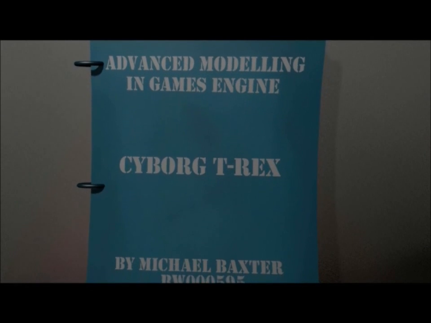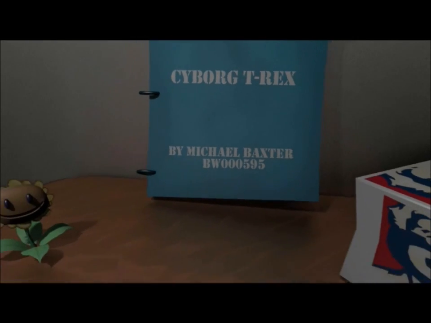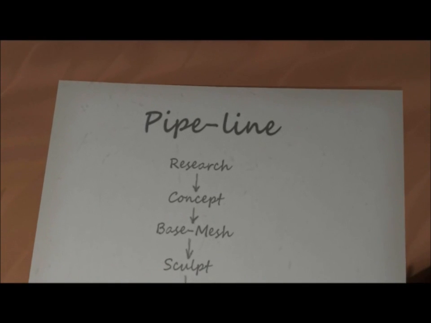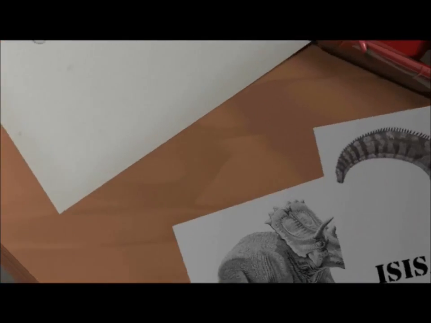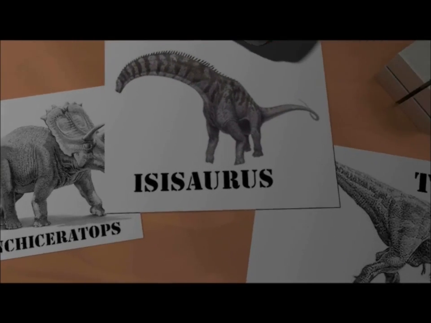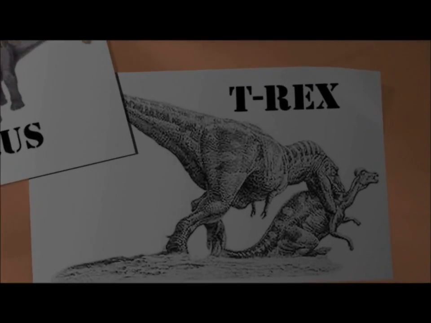This is Michael Baxter, and this is a walkthrough of my work in creating a dinosaur character. My workflow throughout this module has followed a specific pipeline. The first stage was to do my research, both into the type of dinosaur I was going to create and research into what might make my dinosaur unique.